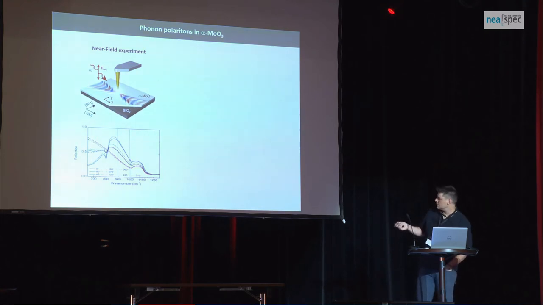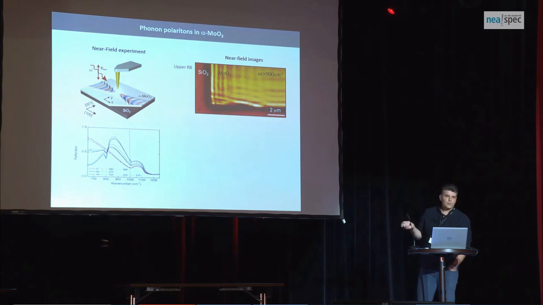So we think this occurs between some TO and LO optical phonons. So we use this SNOM, as you know. I will not enter into details of how it works and how we measure. It's just simple, as you see here. We excite these waves, and here I already anticipate how these waves propagate in this material. They have this hyperbolic shape, and it's quite peculiar, okay? But at the time, we didn't know.